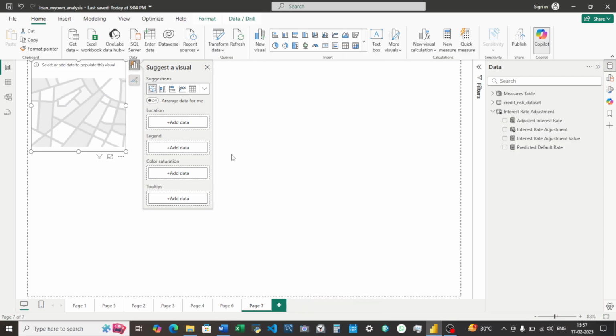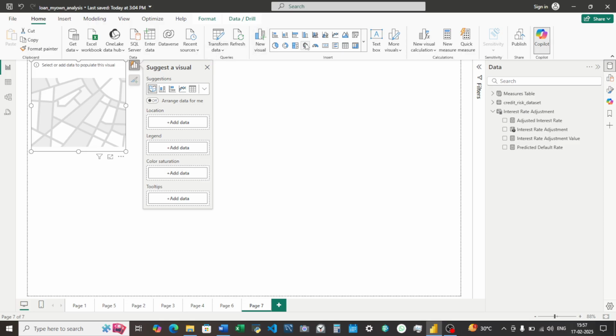We could make use of any number of maps over here, and then make use of color saturation. For location, you would give the particular city or state, and for color saturation, you could make use of the default rates, wherein the highest colored would showcase the region with the highest default rates, and the lowest color saturation would give you details about the regions with the lowest default rates.